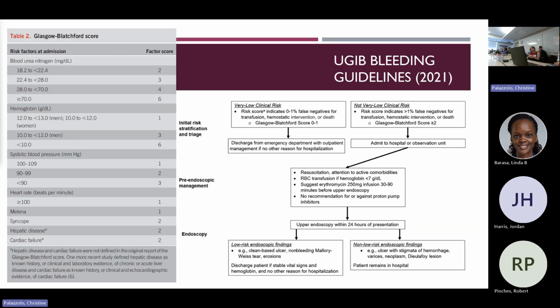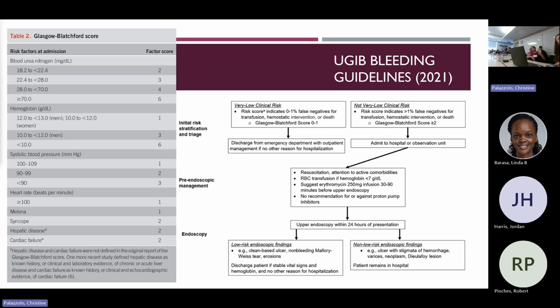The person who mentioned the Blatchford score, I'm going to go into that. So this is our upper GI bleeding guidelines. They mention the Blatchford score basically to risk stratify patients who could likely go home and maybe not need an intervention versus patients who should be admitted to the hospital, OBS unit, or scope.